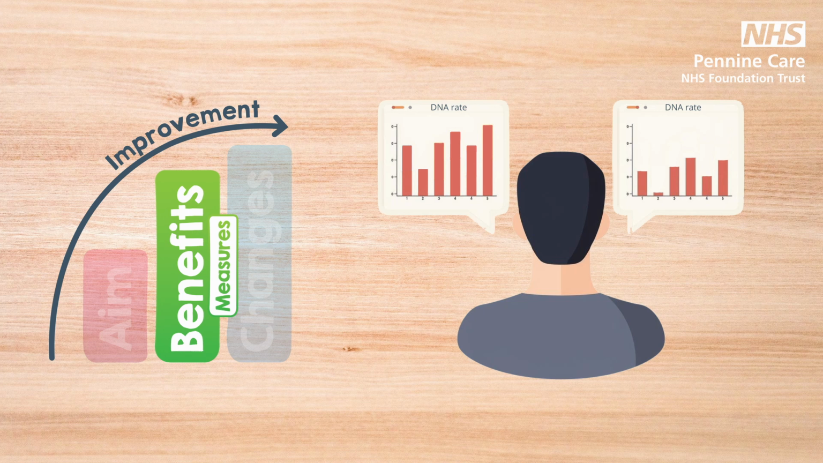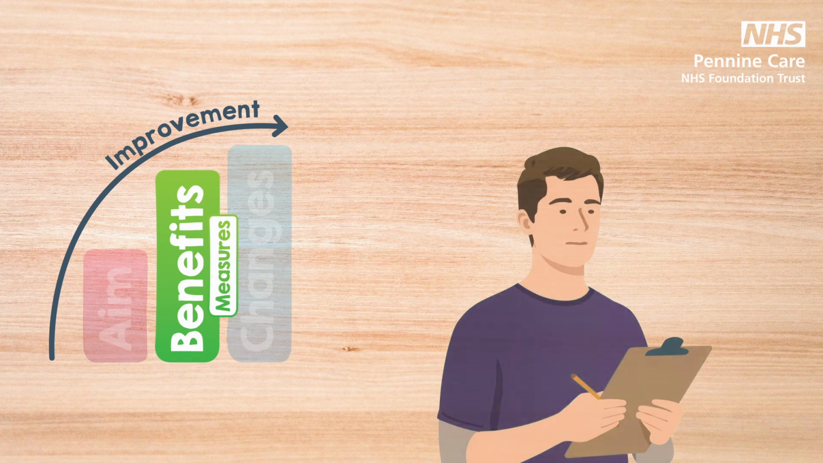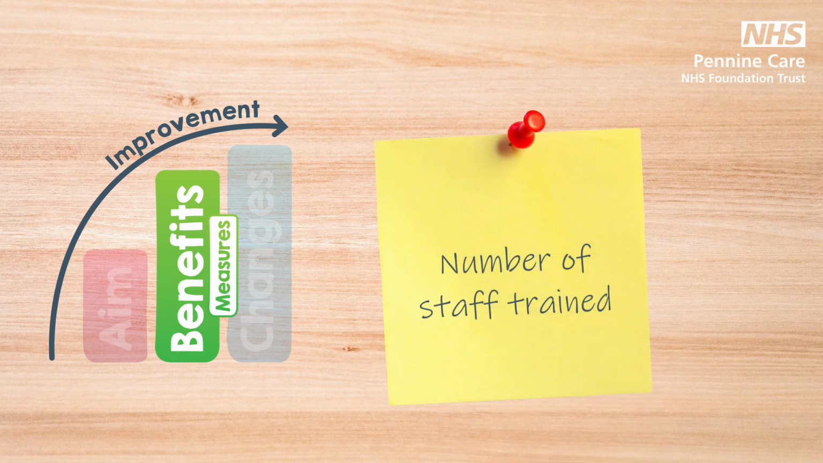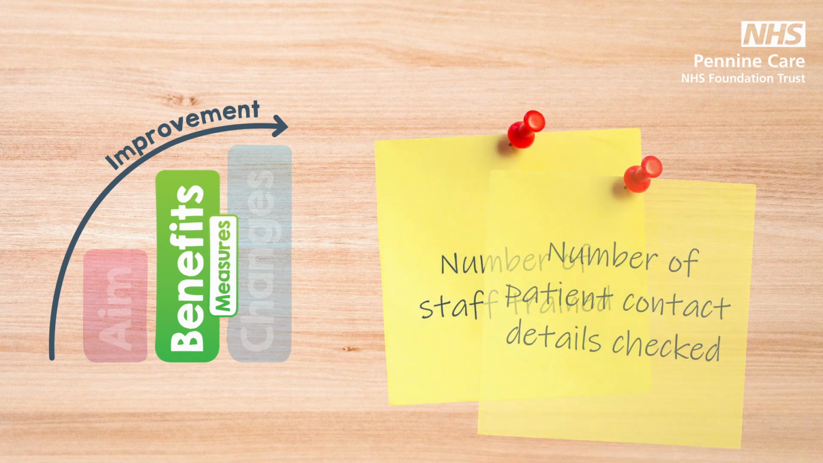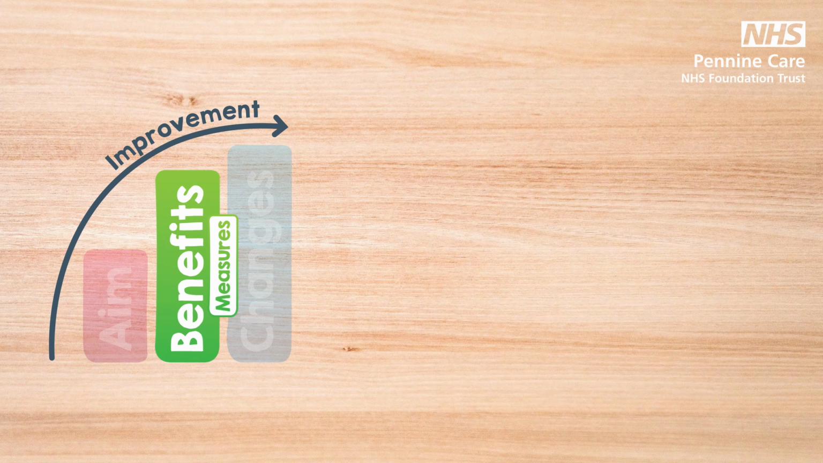There may also be other measures that are not linked to the benefits, but that are useful to collect to ensure we are making progress. These might be the number of staff trained on the new text reminder service, or the number of patients whose contact details have been checked. Perhaps you can think of some others.